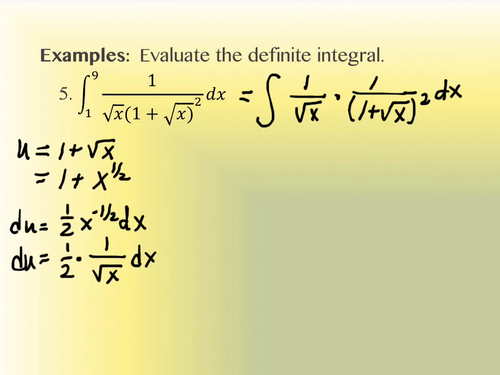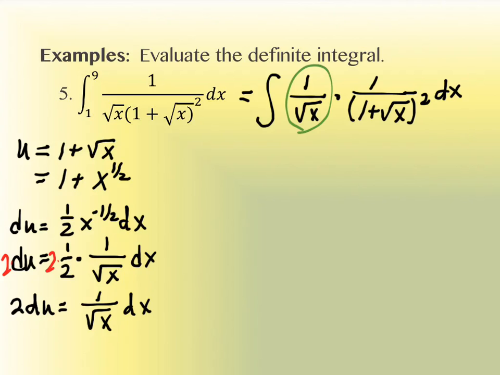Okay? That 1/2 we're going to deal with in exactly the same way that we dealt with some of the other ones. We're going to move it to the other side of the equation. So in order to get rid of the 1/2, I'm going to multiply both sides by 2. So I've got 2 du, and that equals 1 over the square root of x dx.